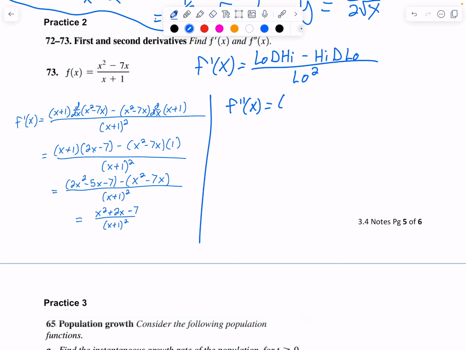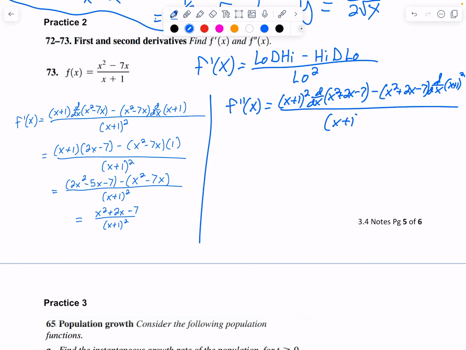So low, it's x plus 1 squared times d dx, there we go, of the high, x squared plus 2x minus 7, minus the high function, so x squared plus 2x minus 7, times d dx of x plus 1 squared. Sorry, I'm in the corner there. And that's all over x plus 1 squared squared, which is going to be to the 4th. There's my second derivative. We could even take the derivative. The problem is you guys are going to have to multiply that out, which is fine.